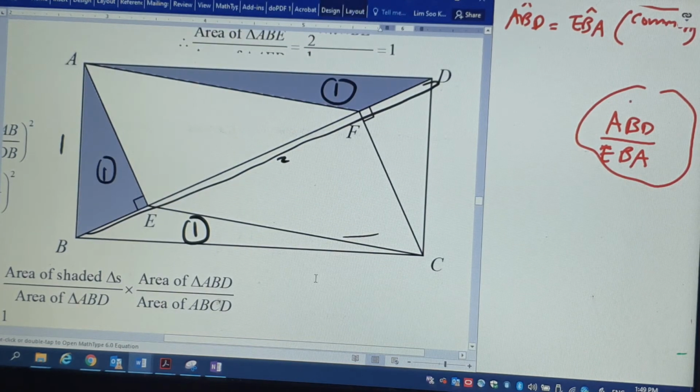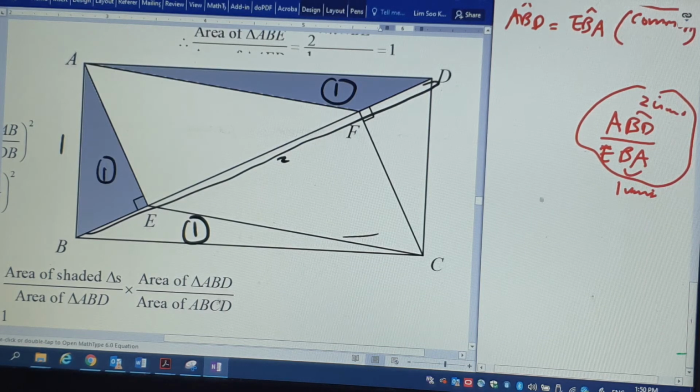Now, do you agree that this AB is 1? Just now we said AB is 1, right? AB is 1 unit. This BD just now is 2, right? It's given by the question. BD is 2. Oh, sorry. AB is this AB. The small one is this one. So this is 1 unit. And then BD, they told us is 2 units.